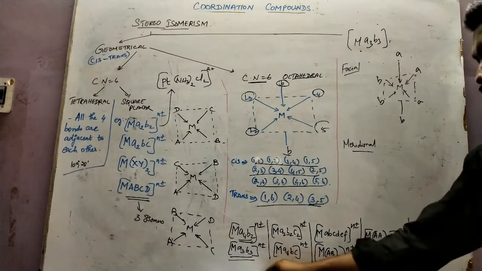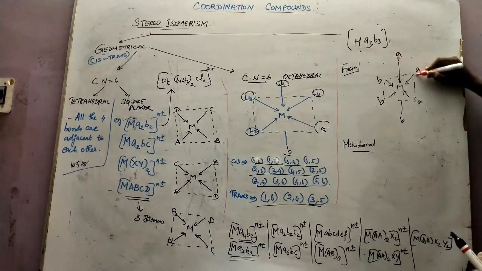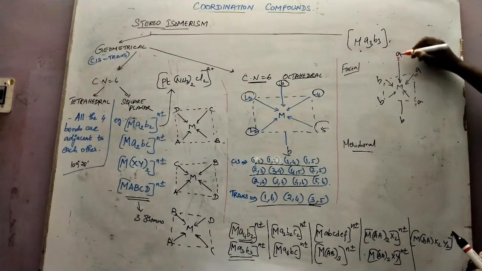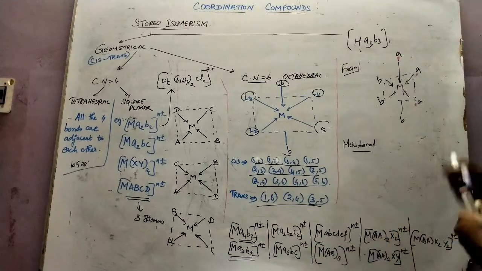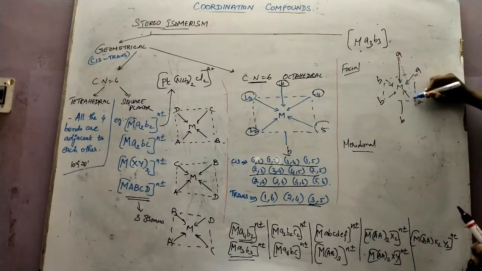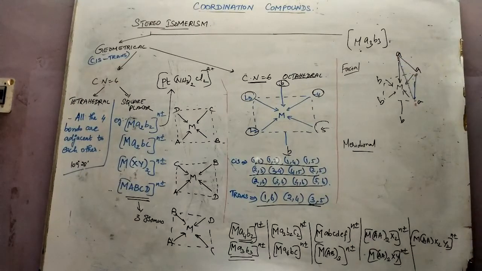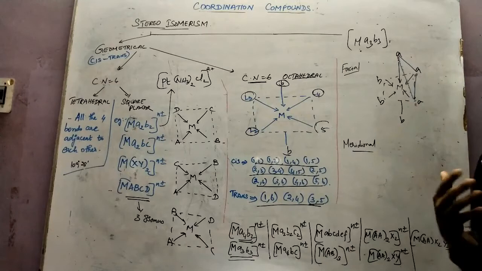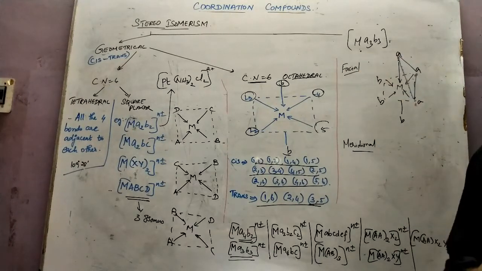Okay. Now see, join all the A positions. I will get a triangle, right? So I will get a triangular face by joining the similar ligands. So it is called a facial isomer, right?